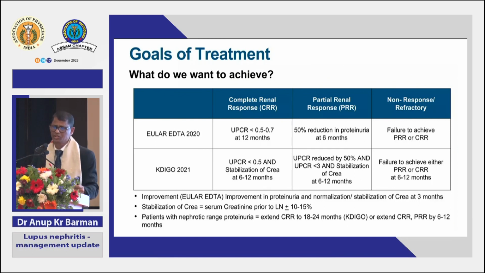Where the urinary protein creatinine ratio is less than 0.5, when you achieve it within the first year of lupus treatment, then we can say it is a complete remission. When there is a reduction of more than 50% in 6 months, then we can call it a partial remission. And when either or both are absent, then we call it a non-responder, or refractory. So we have to think in that way.